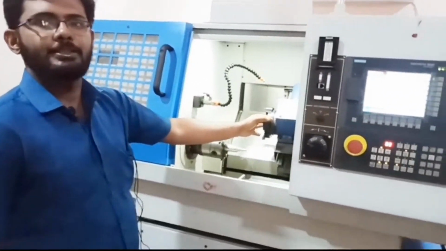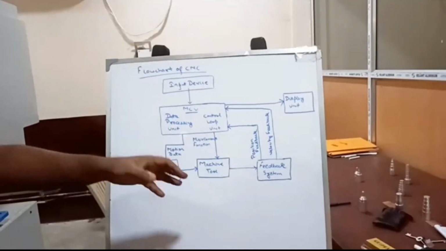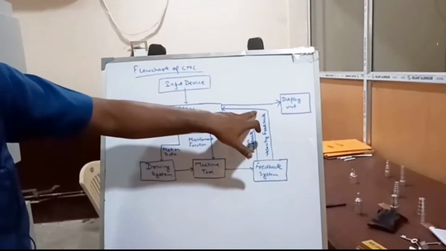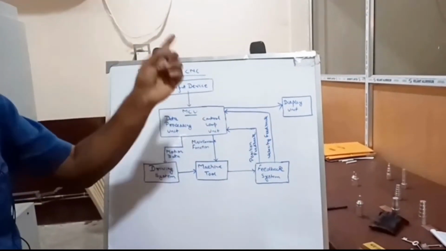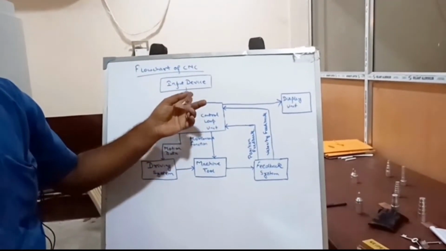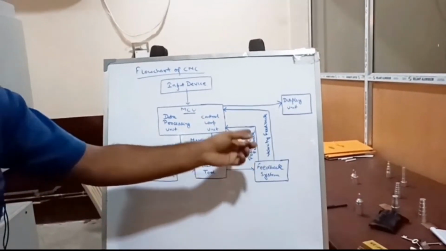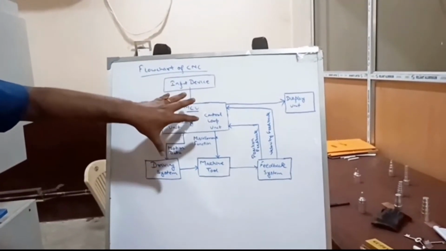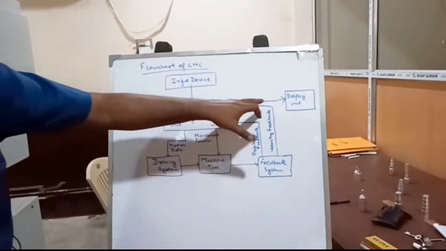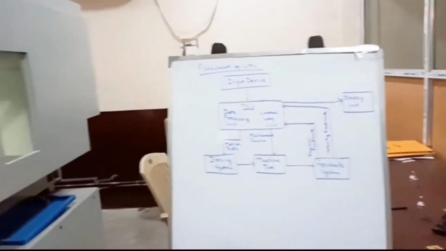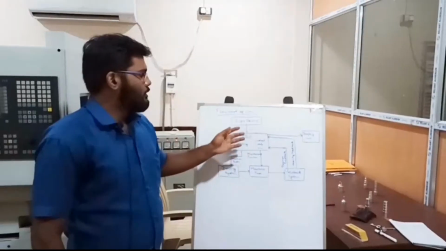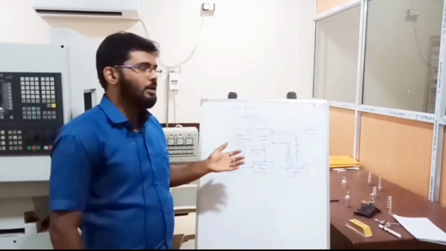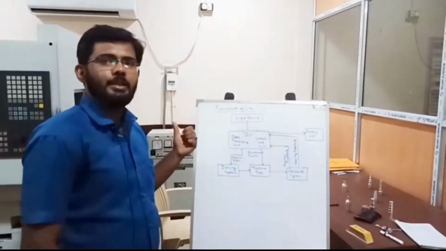Then the feedback system will deliver the position feedback and the velocity feedback which have been previously fed into the part program, and in this way the system goes on. All the operations that are going on in the CNC are displayed in the display unit. This portion is the display unit. So this is the flowchart of the CNC. Next we will be moving to the machine program and doing it in the CNC.